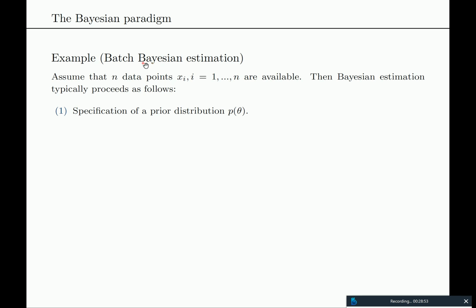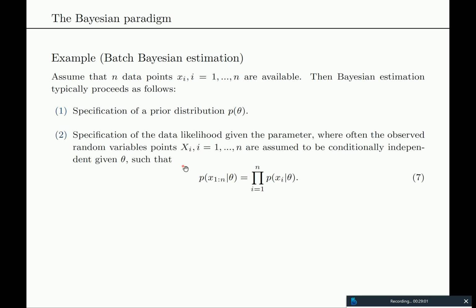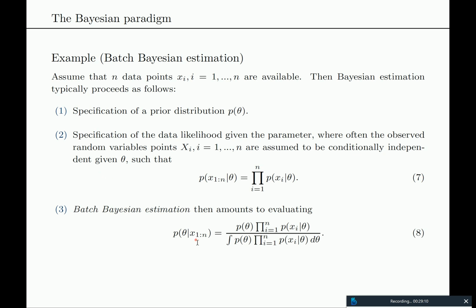So batch Bayesian estimation refers to what we've just described. You specify a prior distribution, you specify the data likelihood, usually based on conditional independence of the data points given the parameter, and then you use what we've just shown you. You use the entire data set. So here we've just written the joint distribution of the data points specifically as conditionally independent, and you use this for Bayesian estimation, and then you have a probability distribution over the parameter given n data points. So that was what we've already seen. I've just now called it batch Bayesian estimation.